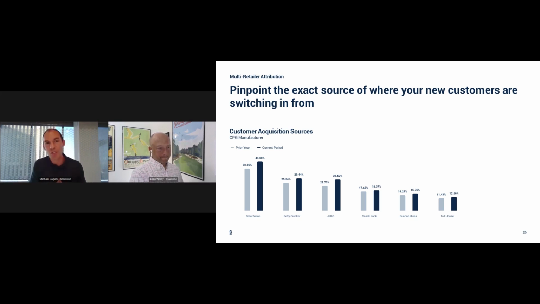And what this chart really highlights is you can even see what the acquisition source is. So of those switch-in customers, you can see 44% of them were previously buying from the Great Value brand in that category. And 29% were buying Betty Crocker, or 28% were buying from the Jell-O brand. So you're really able to specify what products those new customers were buying before we successfully won them over and switched them into our brand.